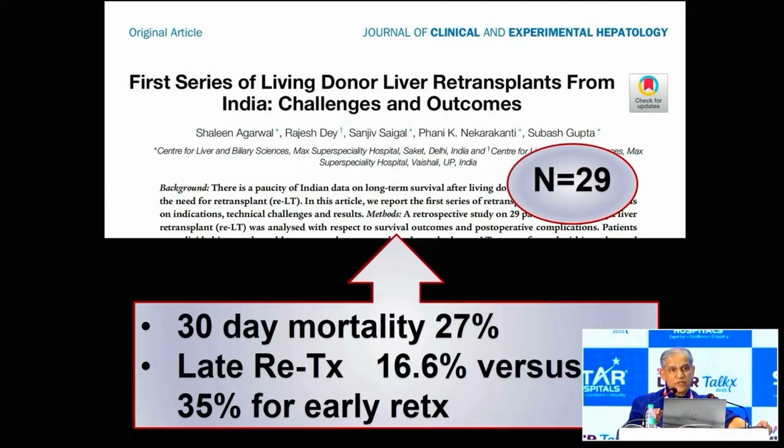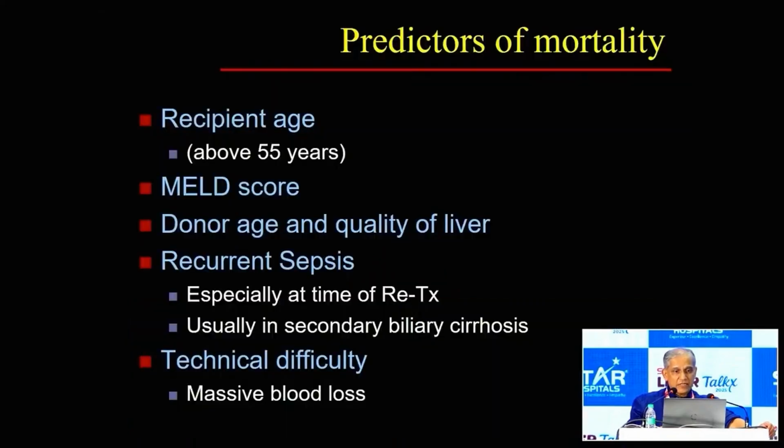This is because early transplant, although it's technically easier, the patients are inherently bad because they would be septic and they would have a prolonged first stay itself. And that's the reason why the mortality is higher.